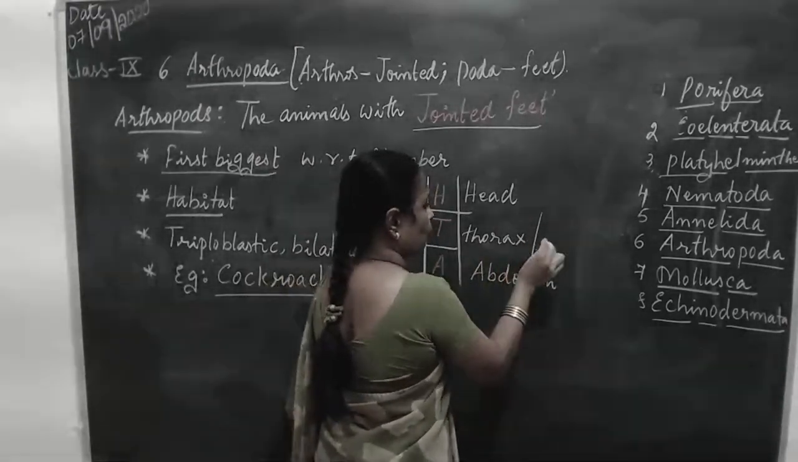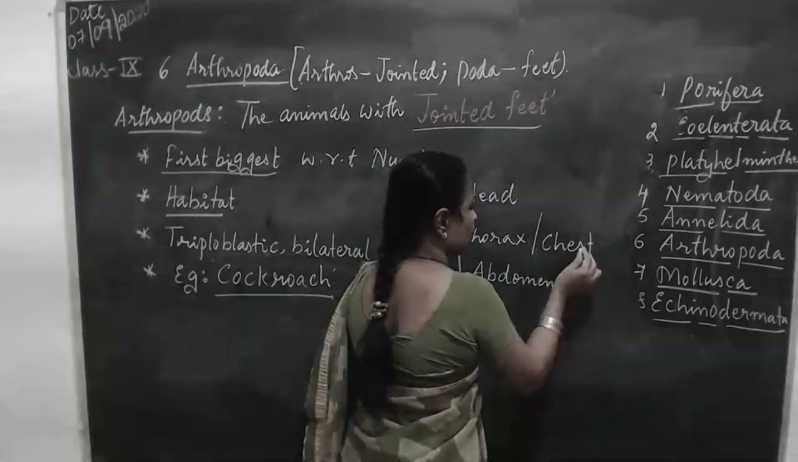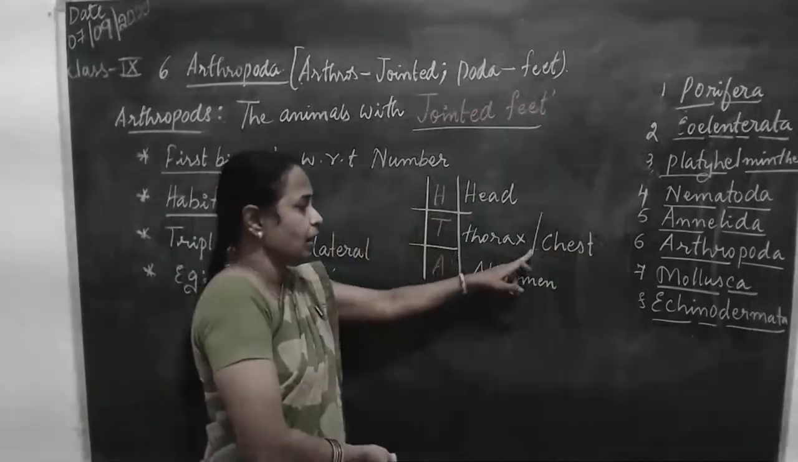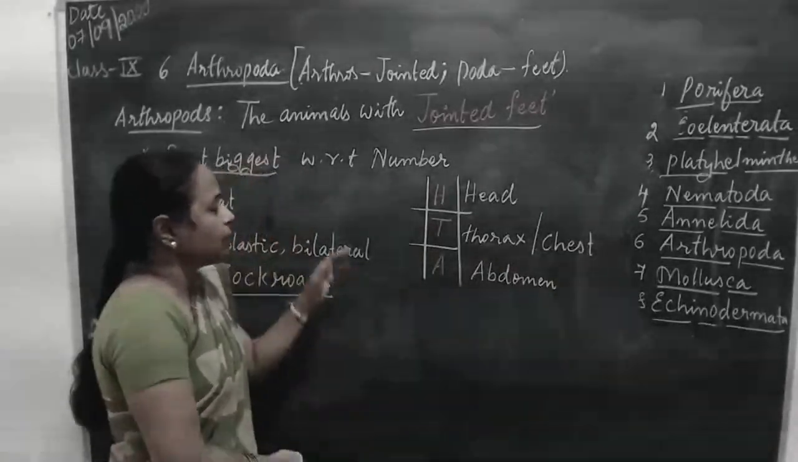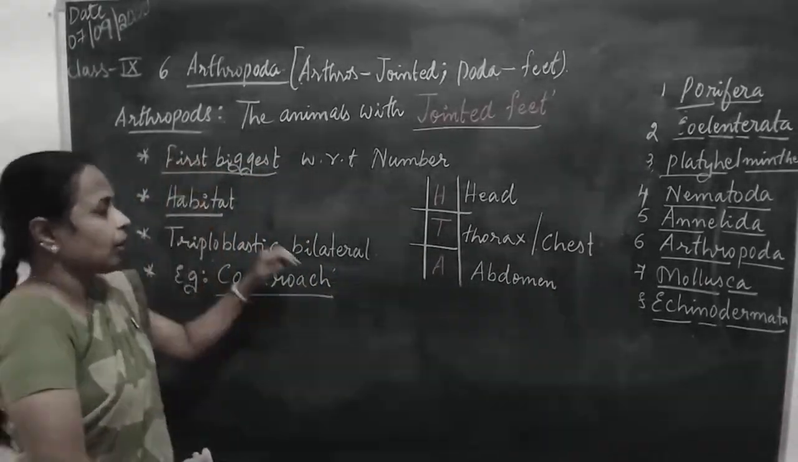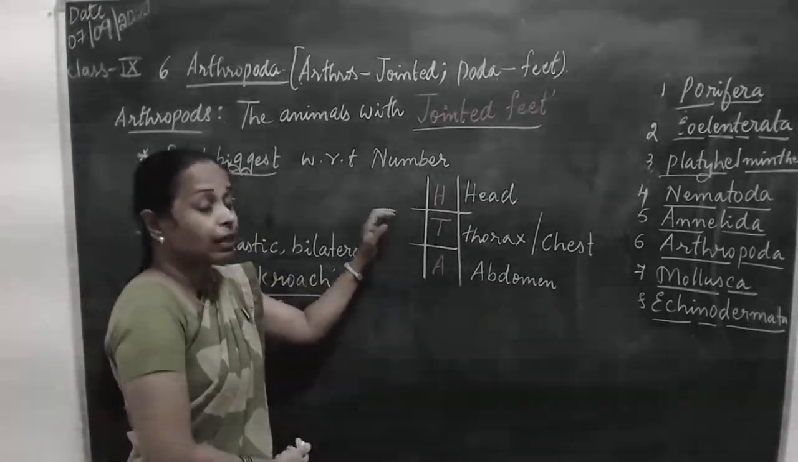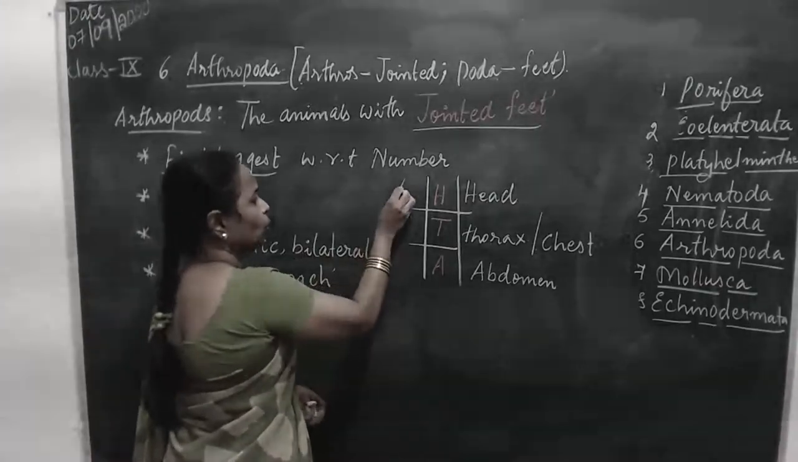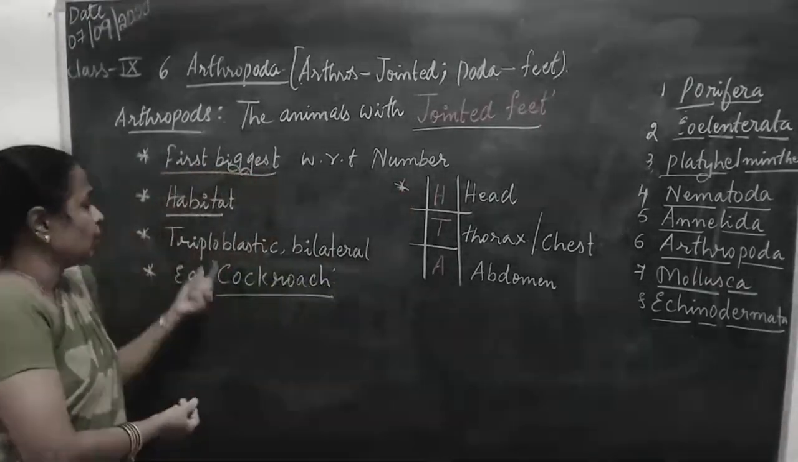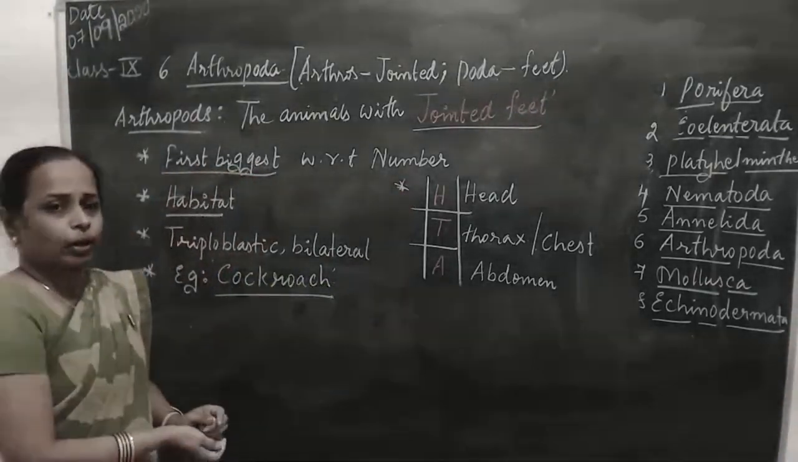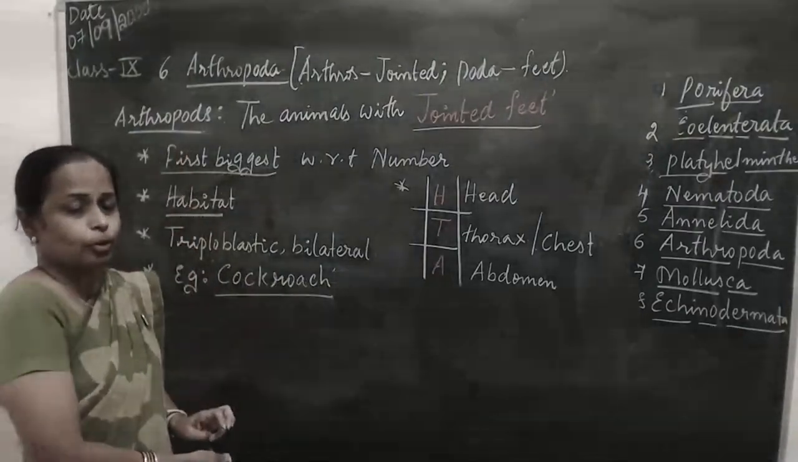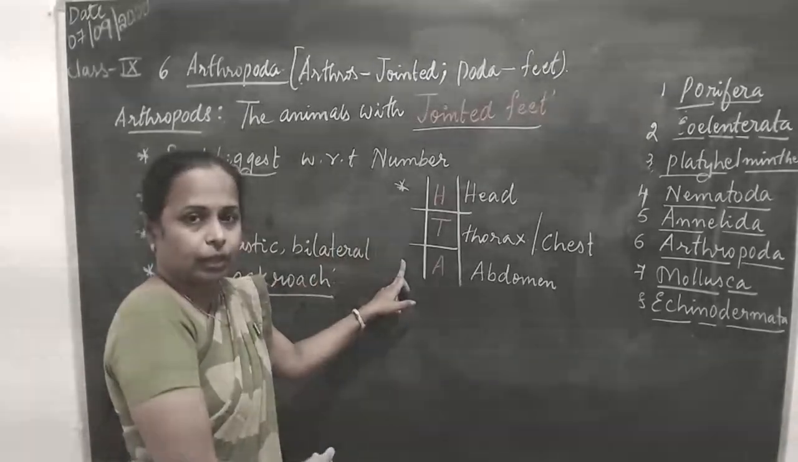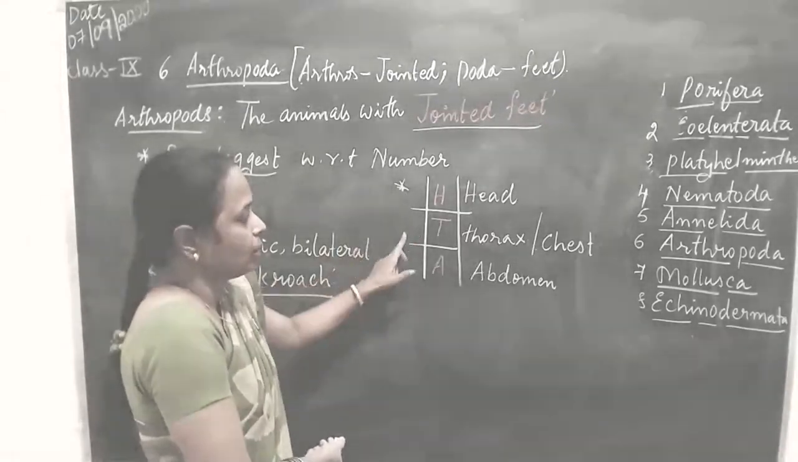Thorax region in human beings is called the chest region. When we learned about the respiratory system, we learned about the thorax region as well as the chest region. So, arthropods can be divided into three regions or sections: head, thorax and abdomen. This can be considered a very unique feature for arthropods. First biggest phylum you can get. Each and every point we take in the case of arthropods is unique. So the body can be divided into three: the head region, thorax region.